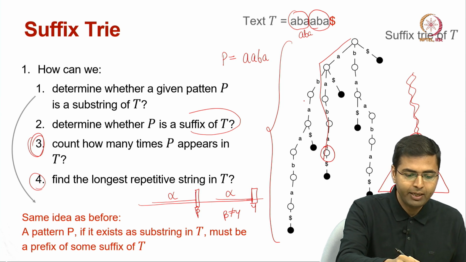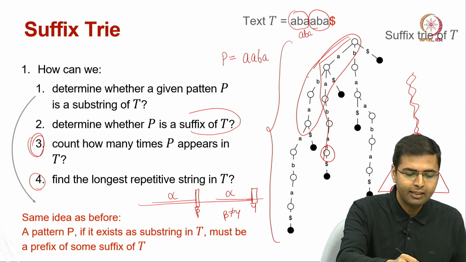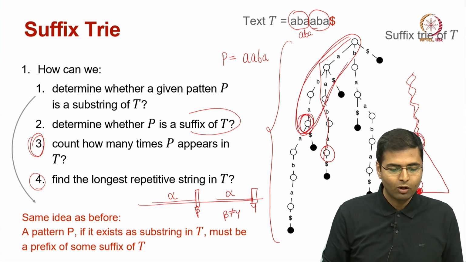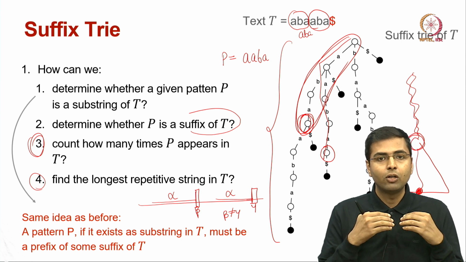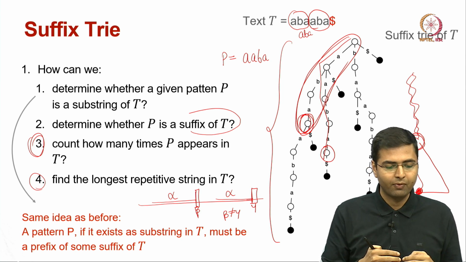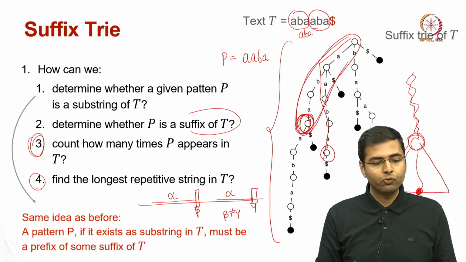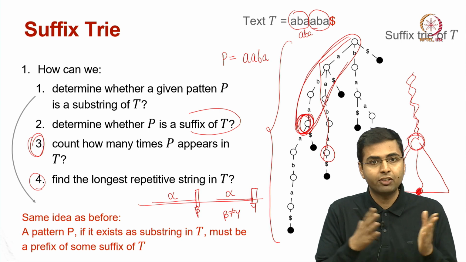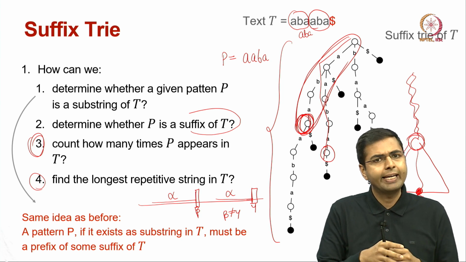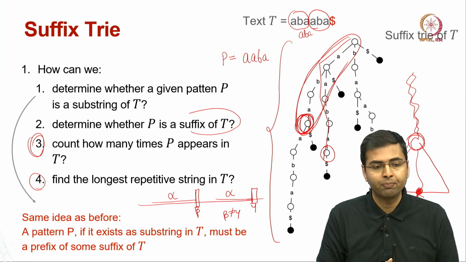So, in this particular case you can see that ABA was the longest repeat, and in fact this one is the deepest node where you have at least 2 children. So, this suffix trie immediately tells you that, and using a linear traversal of the trie data structure, I can easily locate the deepest node which has at least 2 children.